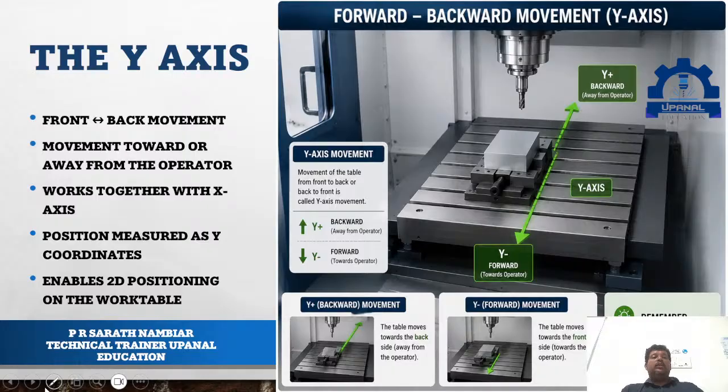So, to reach a location, you may need movement in the x and y axis. Both these x and y axis work together to position the tool anywhere on the surface of the workpiece.